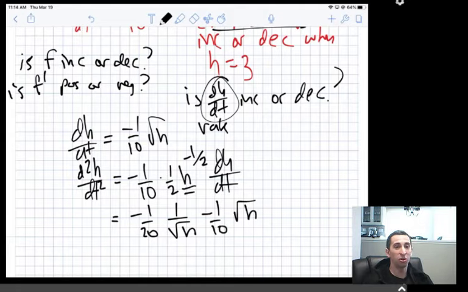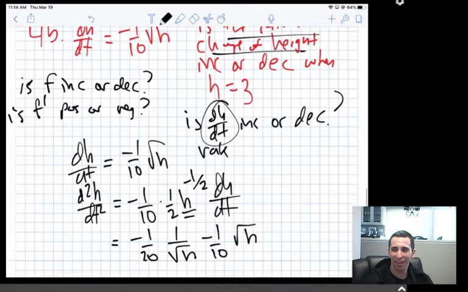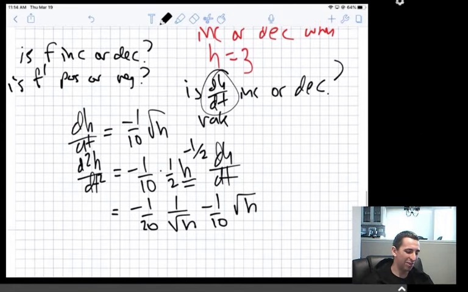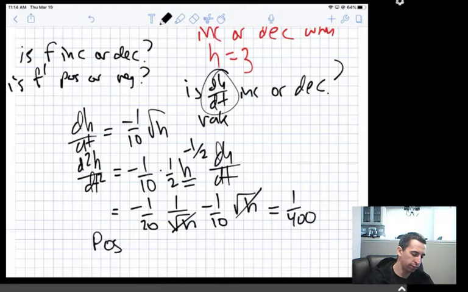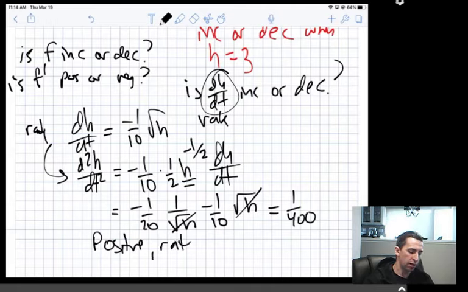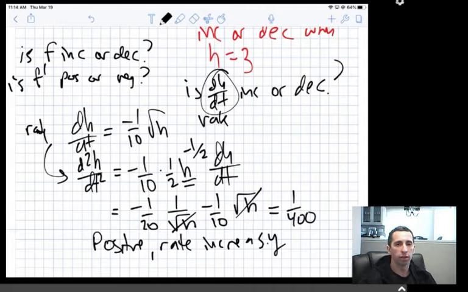Oh, that is cute. That is so cute. Look at that. Okay, so then what happens there, the root h's cancel, so I just got 1 over 200. So to answer this question, this is positive. So the derivative of the rate is positive, so that means that the rate is increasing. Really cute problem there, really cute problem.